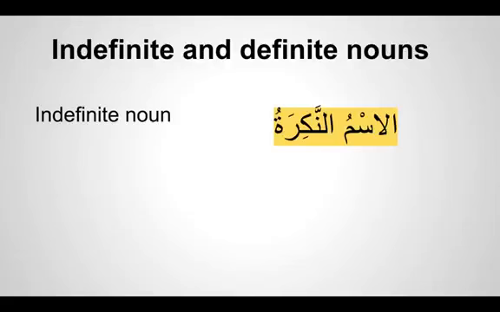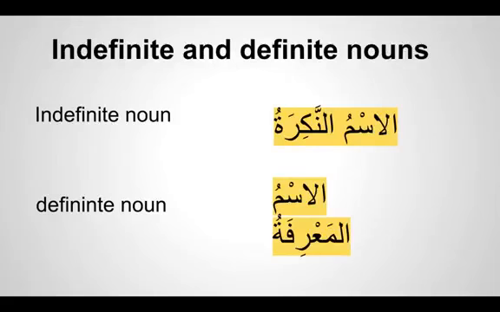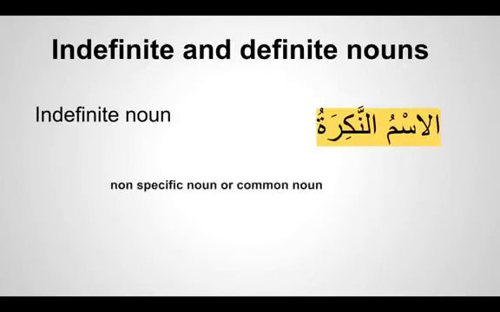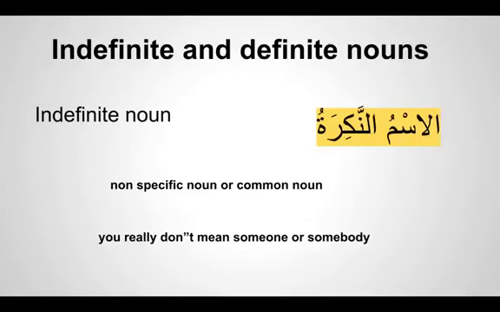And we got a definite noun. So definite noun is called in Arabic al-ismul ma'arifa. So what is an indefinite noun? Al-ismun nakira is a non-specific noun, or what you call a common noun. What do you mean? You don't mean someone or somebody in particular.